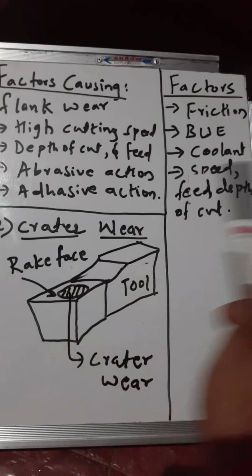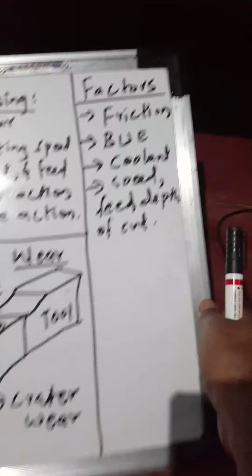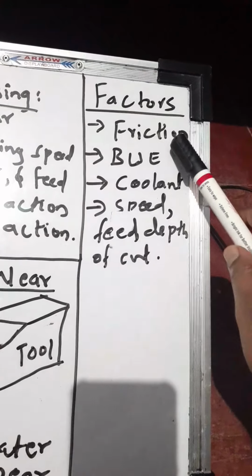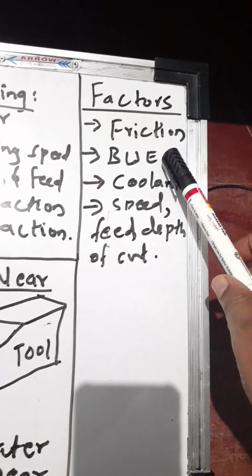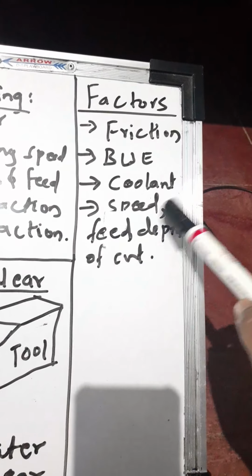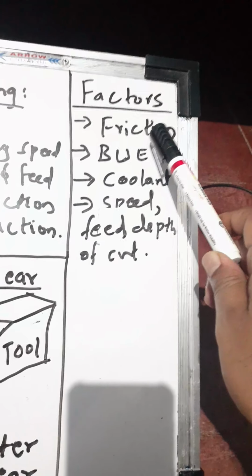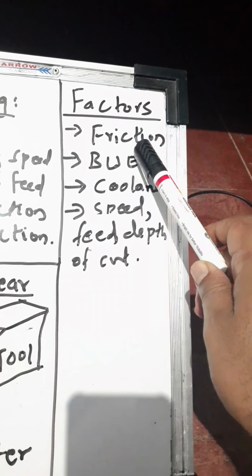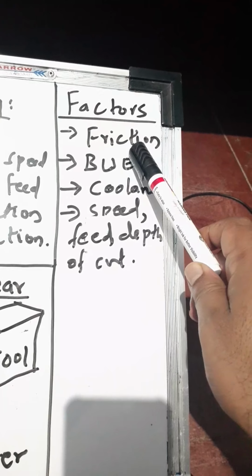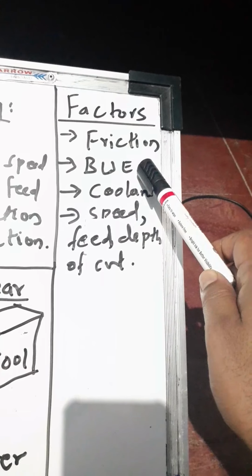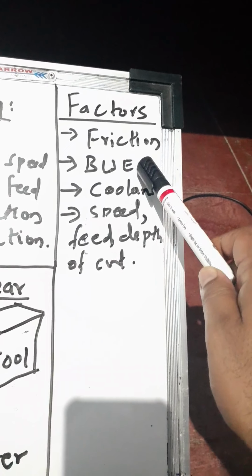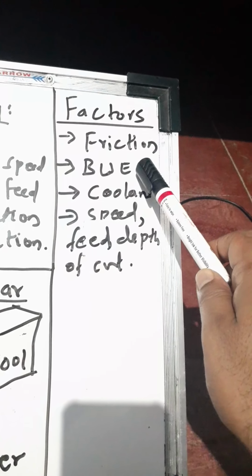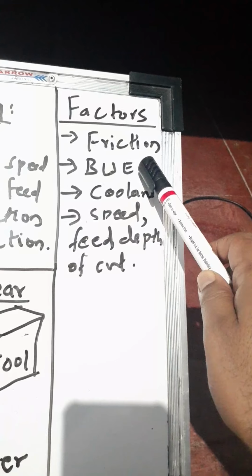So this is the crater wear, and the factors which lead to the formation of a crater are friction, built up edges, coolant, speed, feed and depth of cut. You know that when the friction between the chip and the tool increases, definitely the temperature will increase. Due to this high temperature, wear may take place on the rake face of the tool. Built up edges: when the chips are welded with some small chip particles, these particles will rub against the rake face of the tool, which will cause the crater wear.